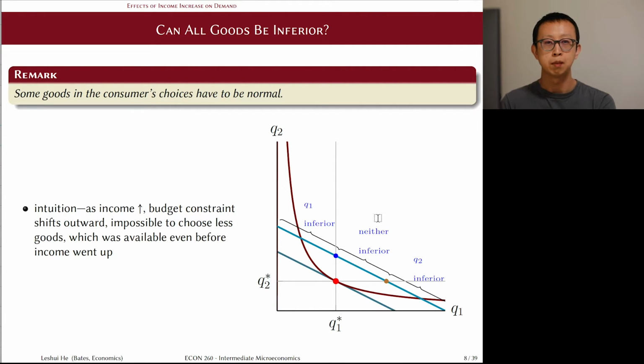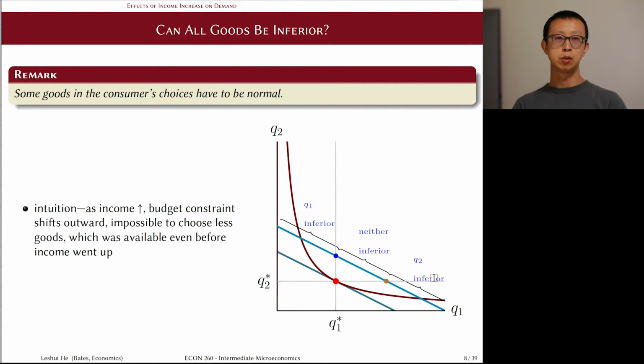Suppose that originally the budget constraint is this dark blue curve, and the optimal consumption bundle is at the red point here. Now, as the income/budget increases, the budget constraint shifts outward to this lighter blue curve. We saw in the previous graph that it is the particular shape of the indifference curve that leads to the inferior good outcome for the horizontal good, which was the fast food in that case. So, is it possible for us to find some special looking indifference curves that render both goods inferior? Well, it turns out the answer is no.